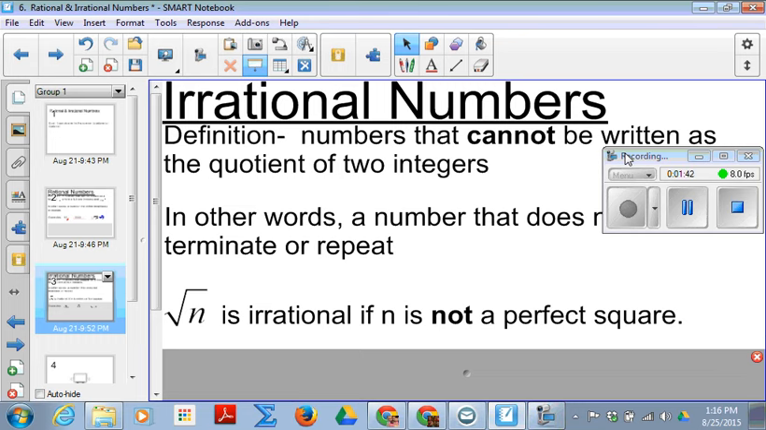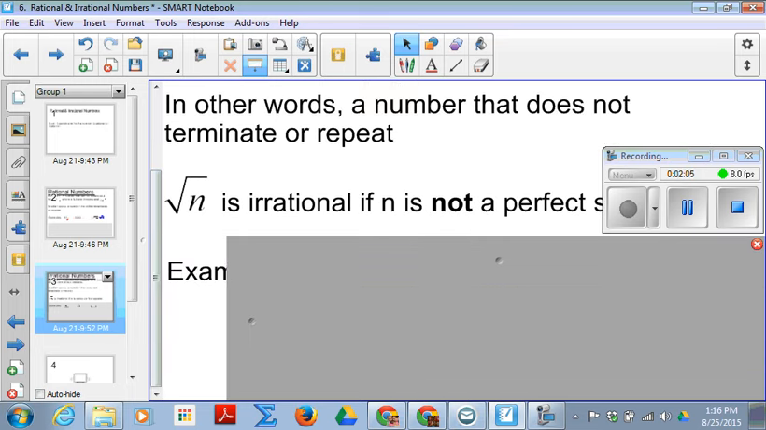So, the square root of n is irrational if n is not a perfect square. Think back to our lessons over roots, cube roots, square roots. All those numbers I gave you were perfect squares. The ones we had to estimate, those are going to be irrational because they're not perfect squares. So examples here.